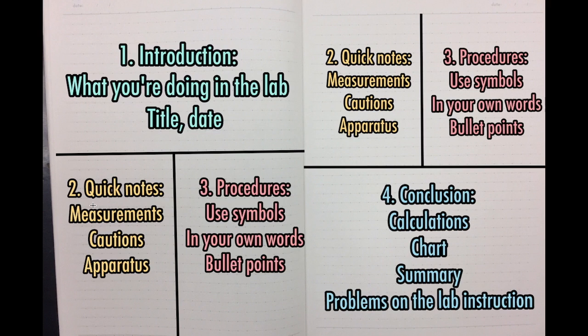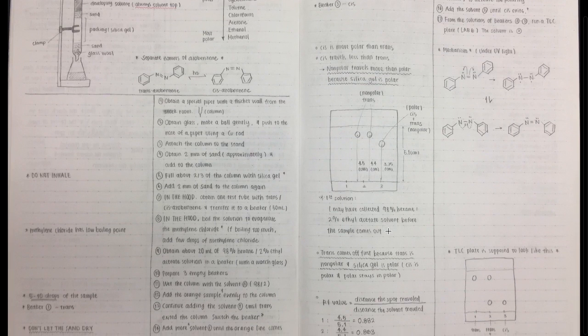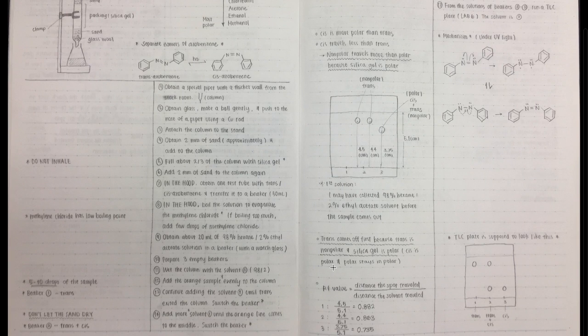The calculations and conclusions section. Calculations such as percent yield or finding the Rf value of a TLC can be done in this section. Also, you can write the conclusions of your lab experiment. For example, the student, in this case, wrote which isomer came out first of the column and why.